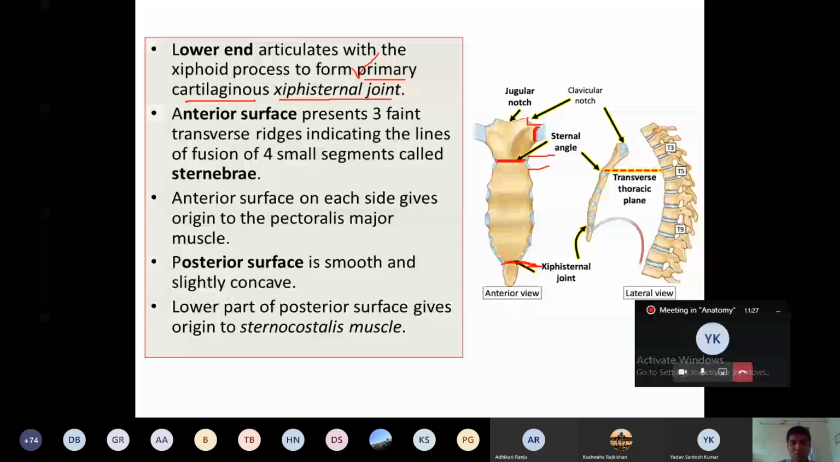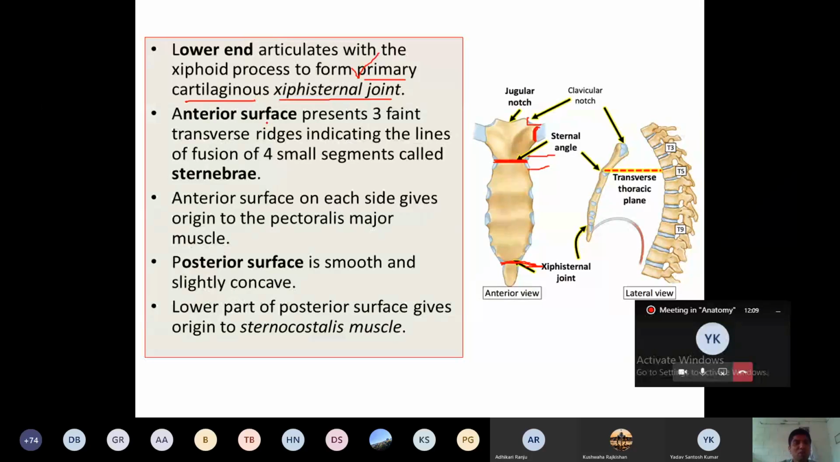So these are the varieties of joints which are formed in relation to the sternum. Please remember all these varieties, the types of joints formed by the ribs, clavicle, and the different parts of the sternum.